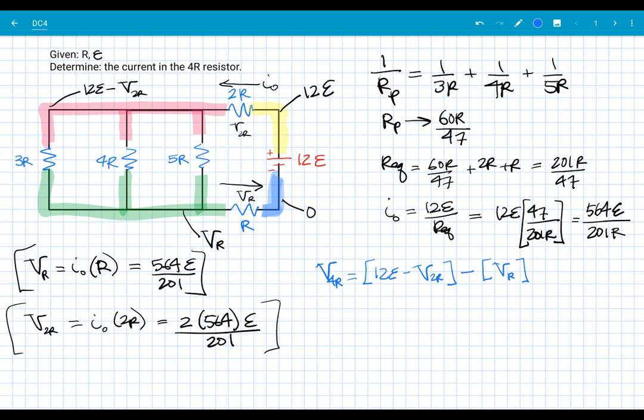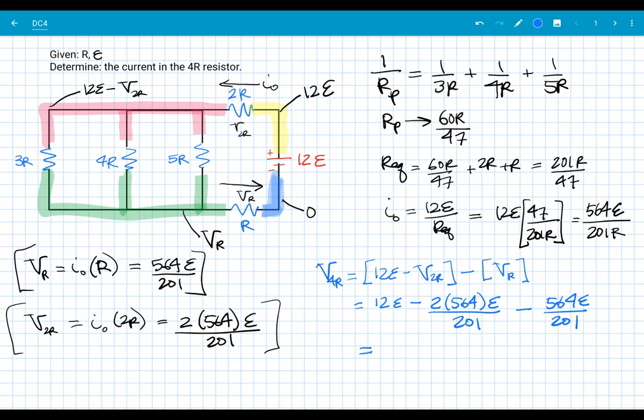Okay, so that is what I'm interested in. And that will help me find my current, once I have the resistance. So once I have the potential difference, I have the current. So here, this is just going to be 12E minus 2 times 564E over 201, minus 564E over 201. So that's going to simplify it in a cute way.